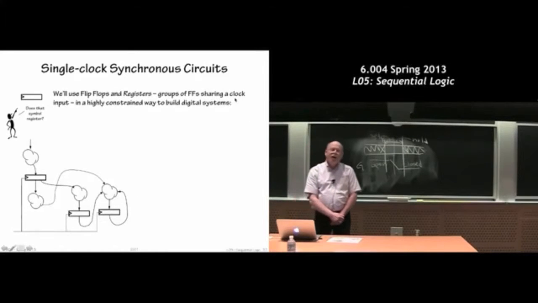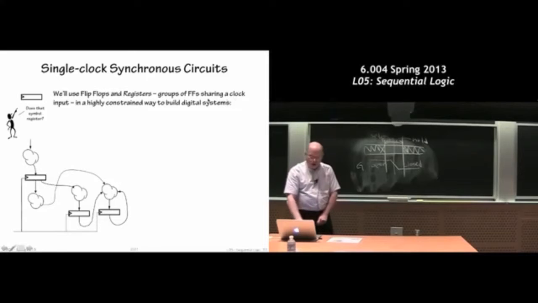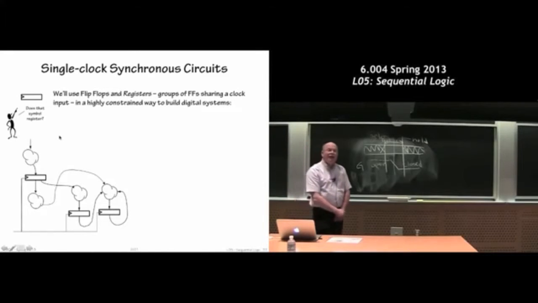But first, let's talk about how we're going to use this in our circuitry. We're going to follow in 6004 so-called single clock synchronous circuits. So this is our register symbol here.